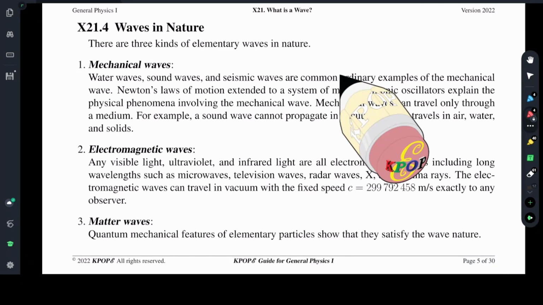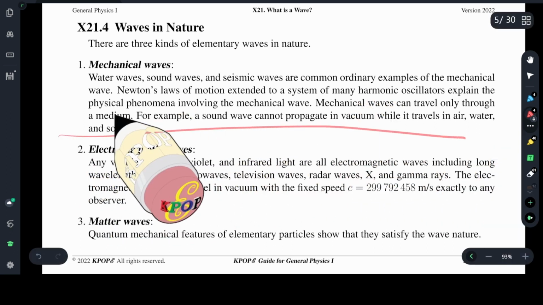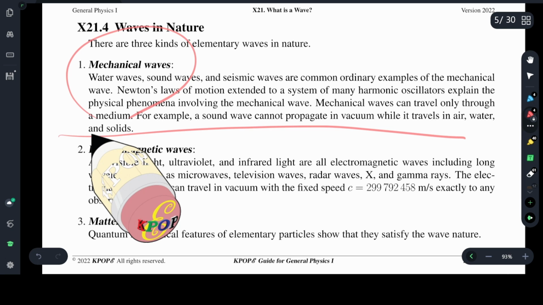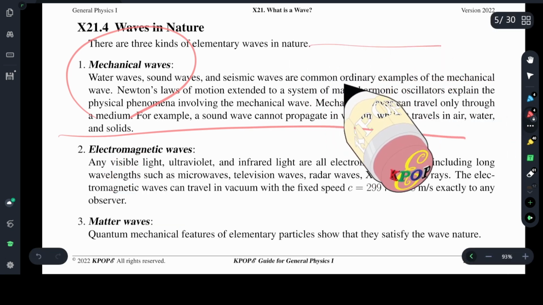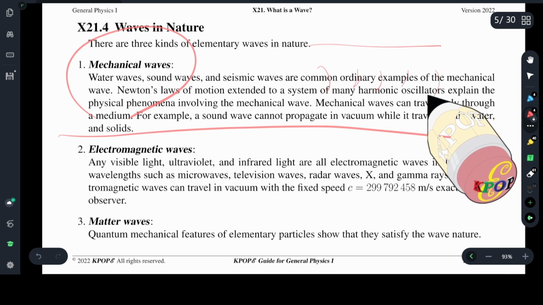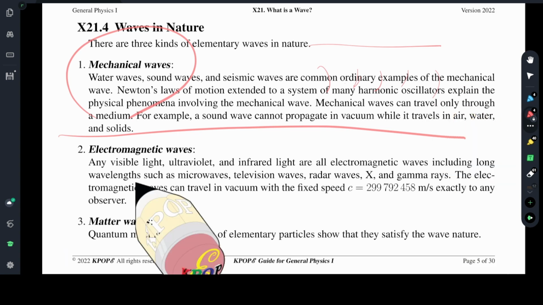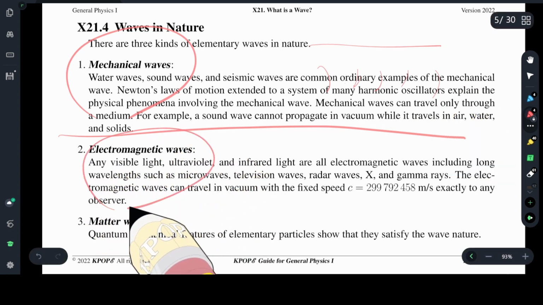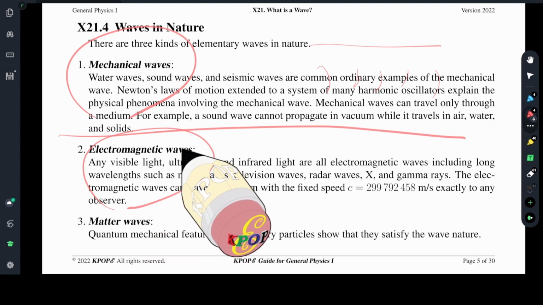In nature, there are three kinds of waves. Until now, we have discussed mechanical waves, a vibrating string and a sound wave propagating in the air, something like that. There is another wave, the electromagnetic wave. Without electromagnetic waves, our life would be very inconvenient. We could not use a cell phone, we could not watch TV.